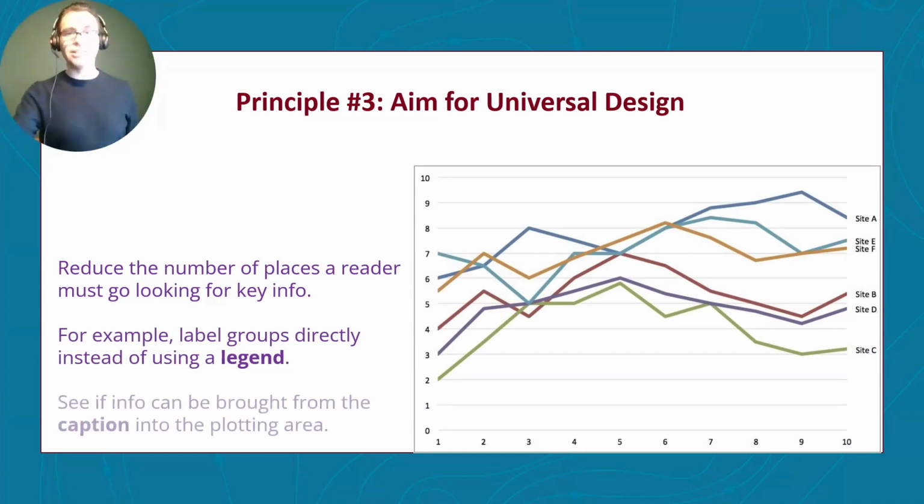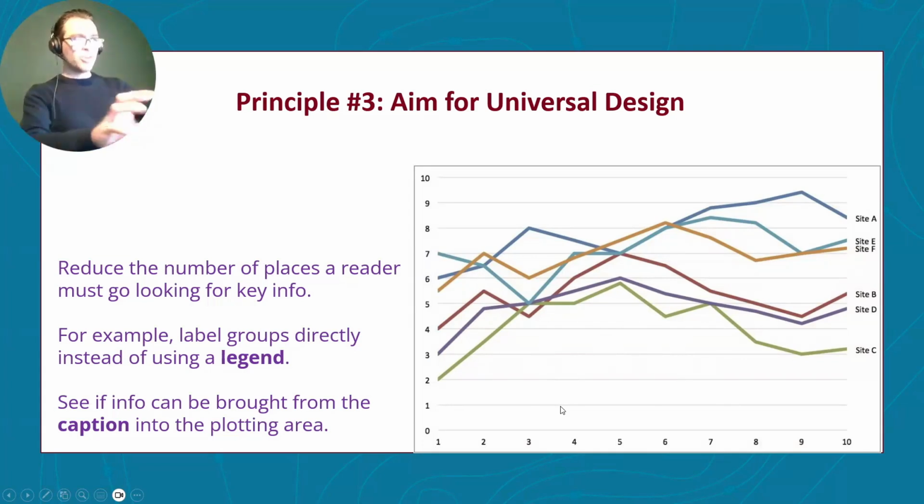Another way that we can do this is by moving information like sample sizes or statistics that are often found in the surrounding text or in the caption inside the plotting area. In this particular instance, there's an awful lot of void space down here in the graph, probably more than we need. This is an opportune place to think about putting that kind of information so that it's closer to where I'm seeing the data that I might be evaluating with that information.